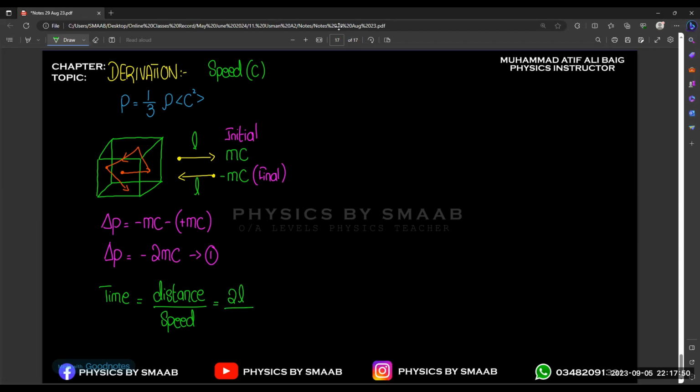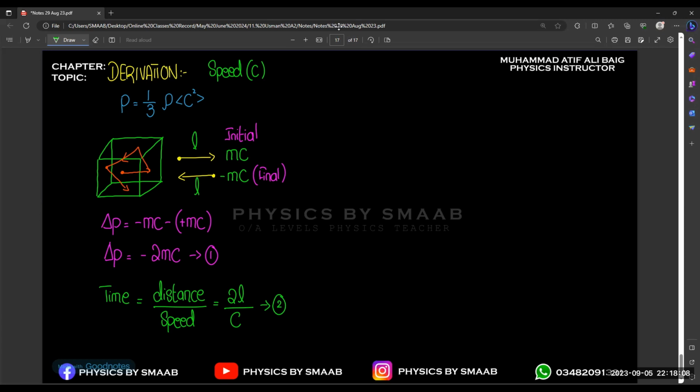And we are using c for speed. I will explain that because that is the concept of root mean square speed, right? So this is the formula for time. So this is the second equation, okay?